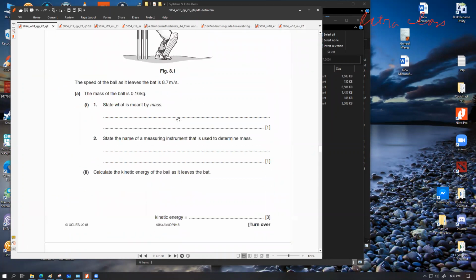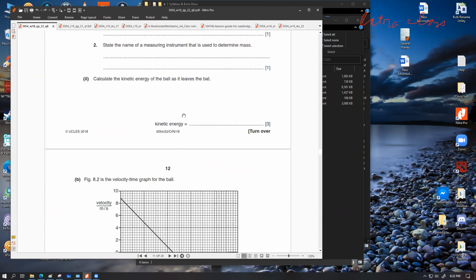Then it says calculate the kinetic energy of the ball as it leaves the bat: half m v squared. You would normally do this. I have not officially taught you this kinetic energy formula yet, but maybe you know it from your class 8. If you don't know it, you can skip it for the time being, we'll come back to it later when we do the energy chapter. If you can do it, just write it as per your earlier knowledge.